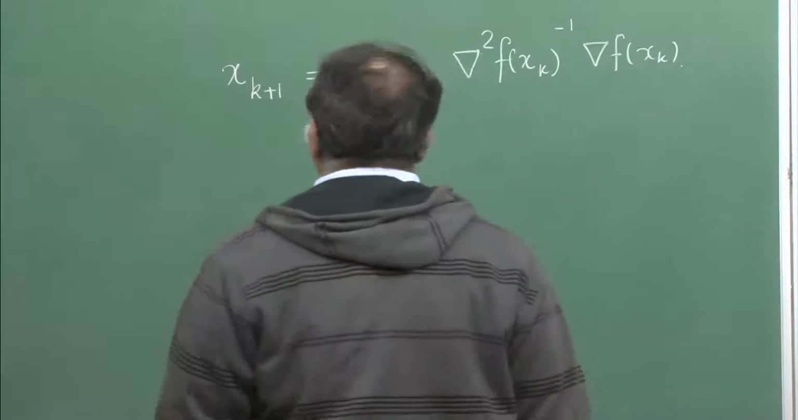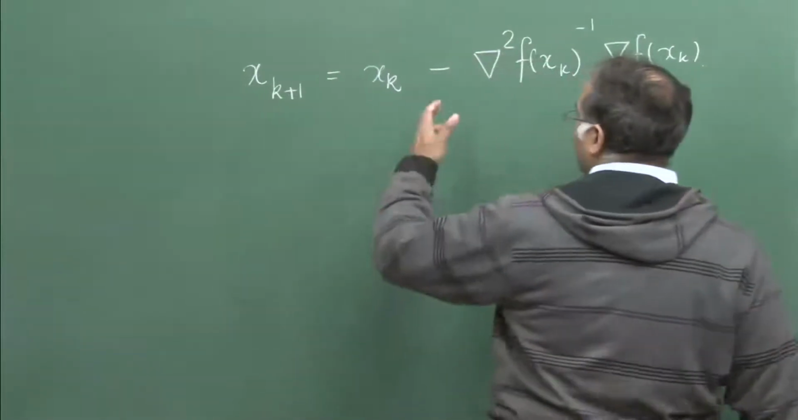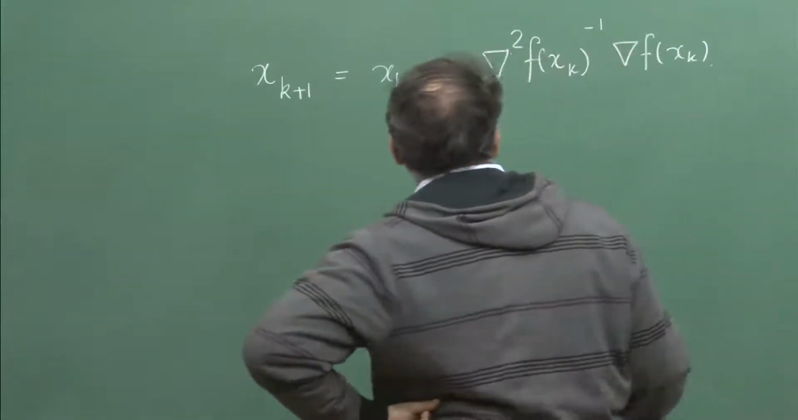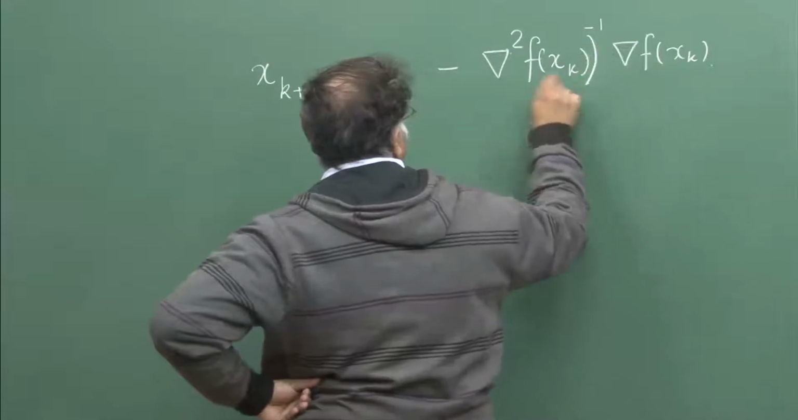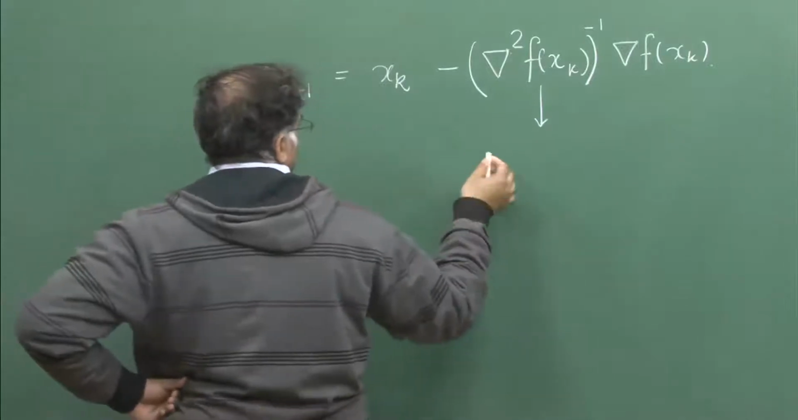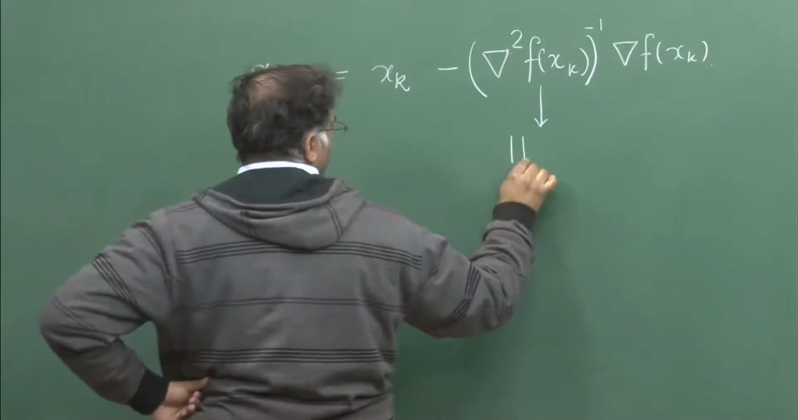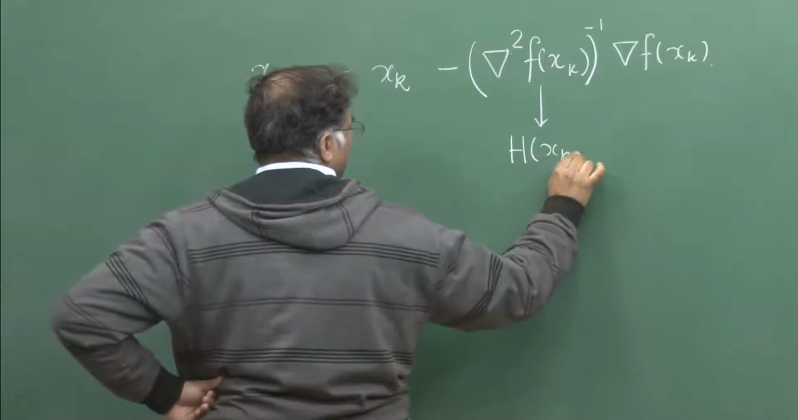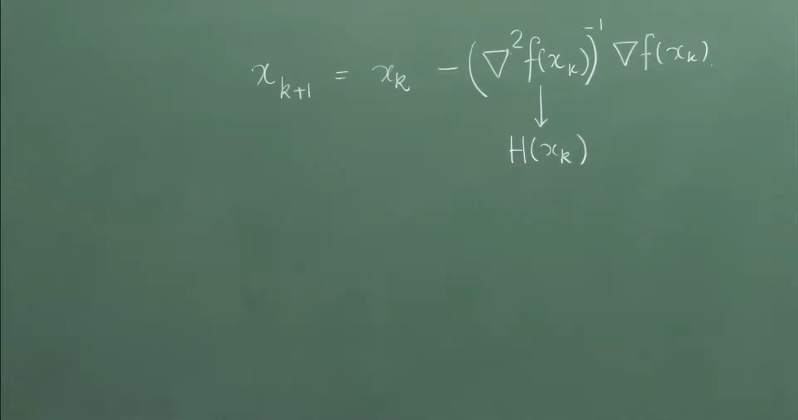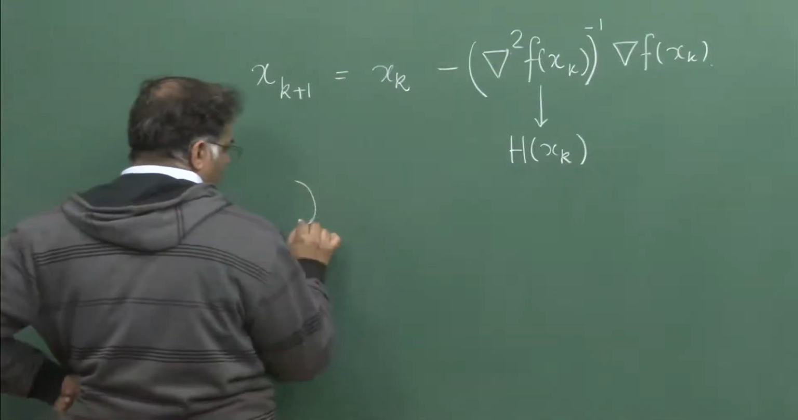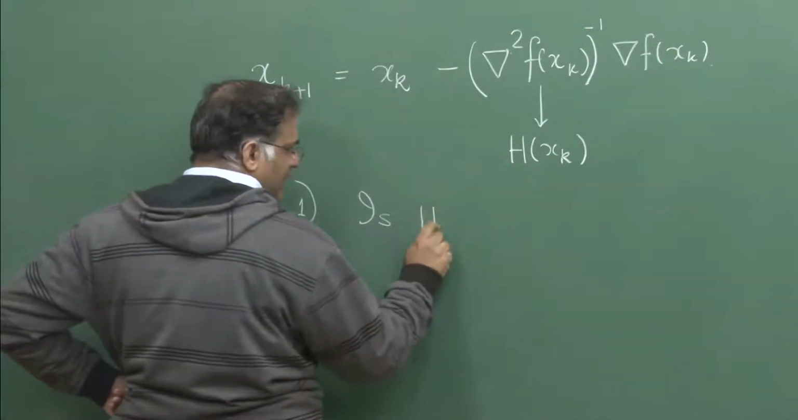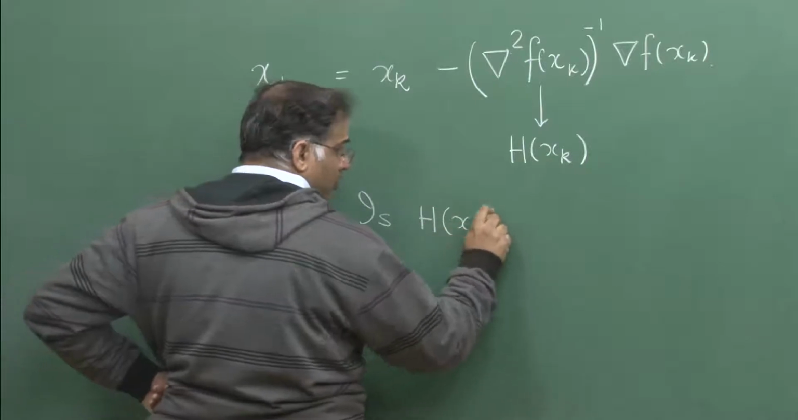Now, the major issue here is as follows. This Hessian matrix whose inverse you want to take, suppose I denote this by H of xk, which is quite the standard practice in optimization literature. So, the question arises as follows. Number 1, is H of xk invertible? Can you get that for functions which are not strongly convex?